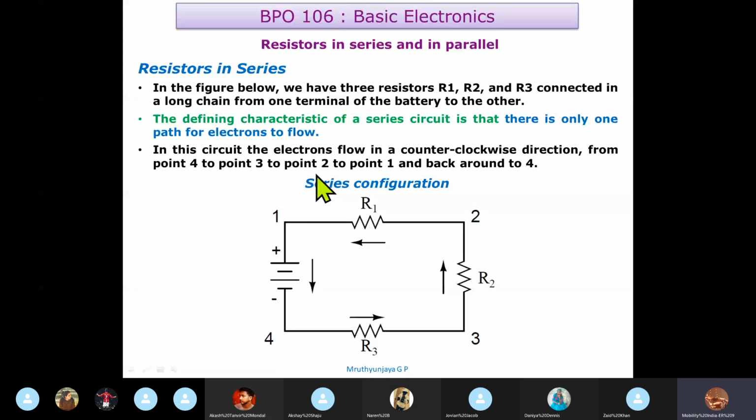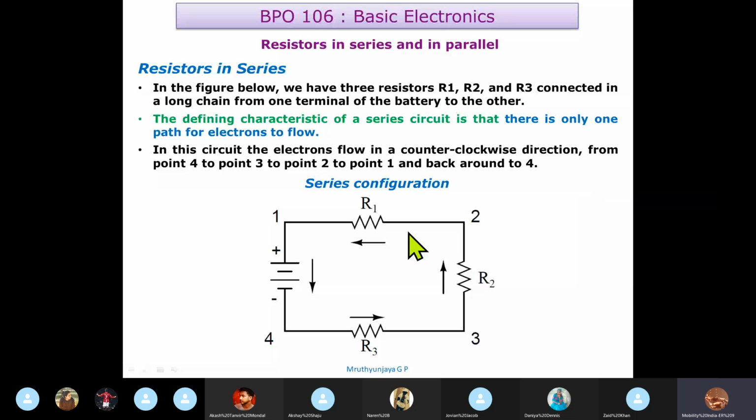We cannot apply Kirchhoff's current law here, there is no node, there is only a loop. The current is flowing as shown in the direction of these arrows, only one direction, and a single current is flowing through all the 3 resistors. The same current will be flowing through all the 3 resistors in a series combination.